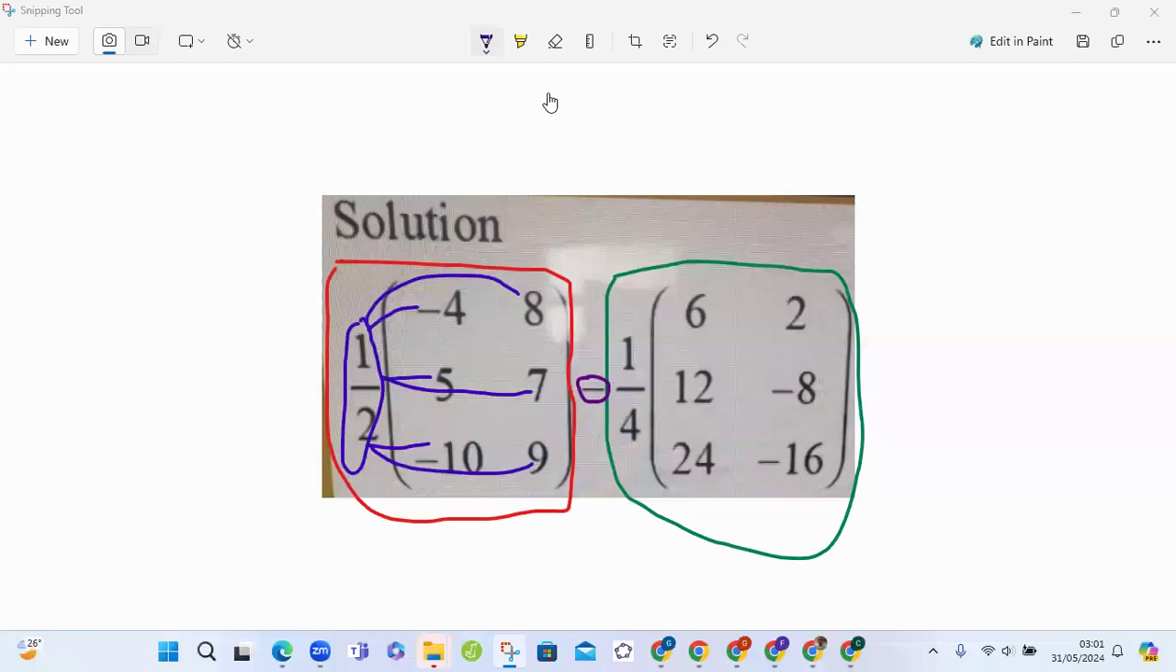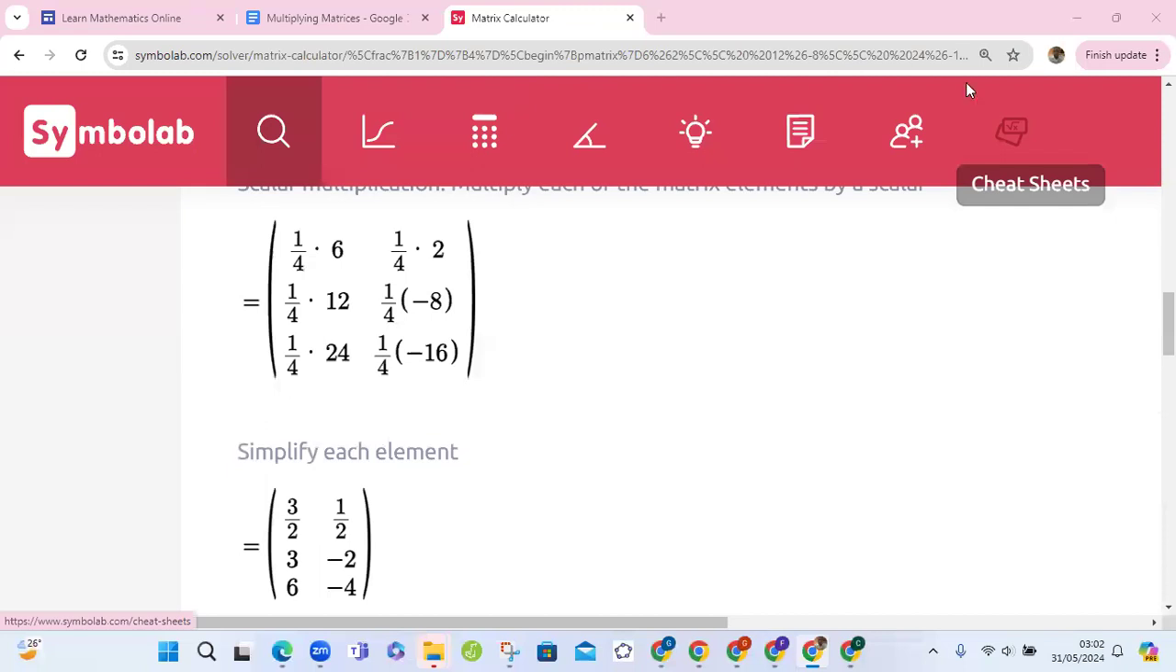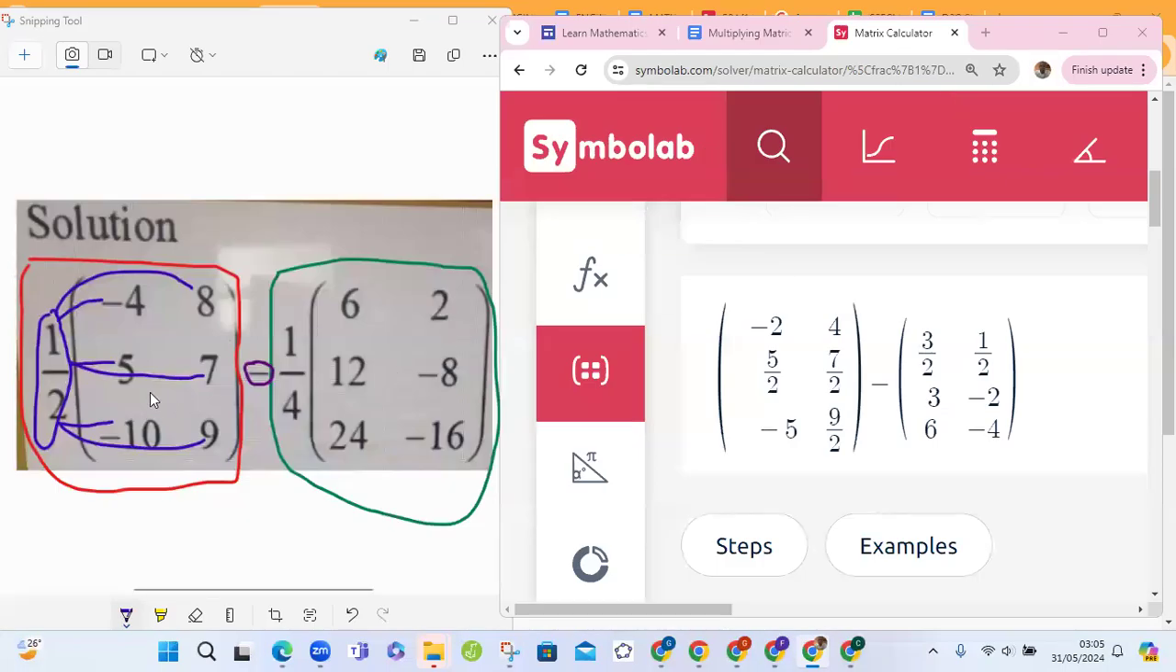Now we are going to repeat the same for 1/4 times this matrix. And as you can see, a quarter was multiplied to each element in this matrix, and here is the solution. So now we are going to subtract those two solutions. So now we have done the two multiplications. Now we are going to subtract.